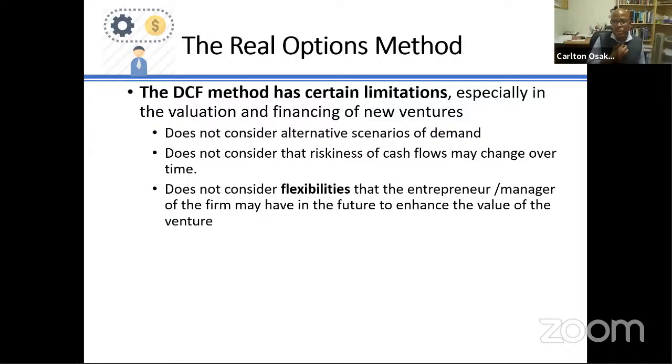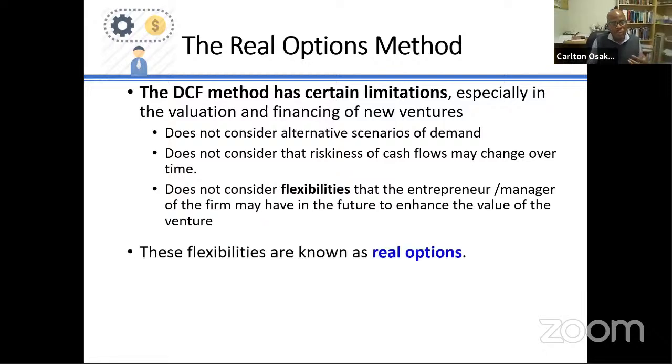Finally, it doesn't really consider that the entrepreneur, shall we say, has flexibilities in the future. And these are flexibilities essentially that can enhance the value of the firm. So even though the entrepreneur may be doing something now, if the situation changes, the entrepreneur often has an ability to take action that will enhance the value of the firm in the future. Now, in finance, we call these flexibilities real options, and hence we have this term, the real options methodology.